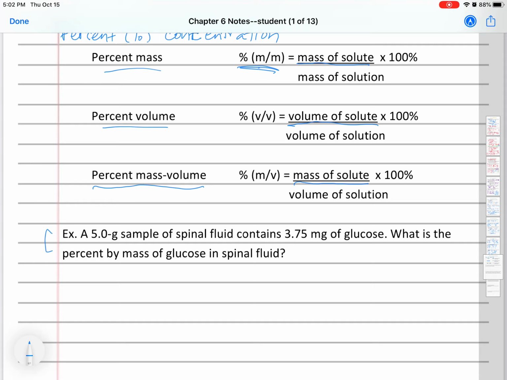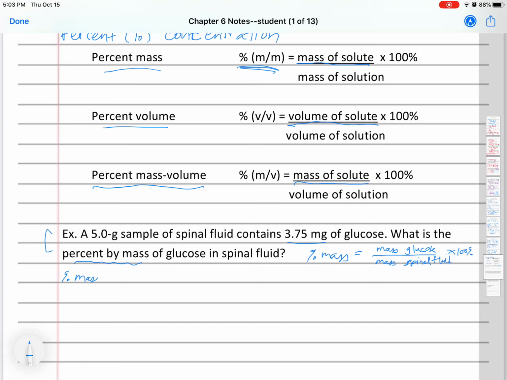So let's do a practice problem. We have a 5-gram sample of spinal fluid, and it contains 3.75 milligrams of glucose. What is the percent by mass of glucose in spinal fluid? So the first thing you want to do is really write out that formula that you're going to use. Percent mass equals the mass of solute, in this case glucose, divided by the mass of the solution. In this case, the solution is the spinal fluid. And all of it times 100%.